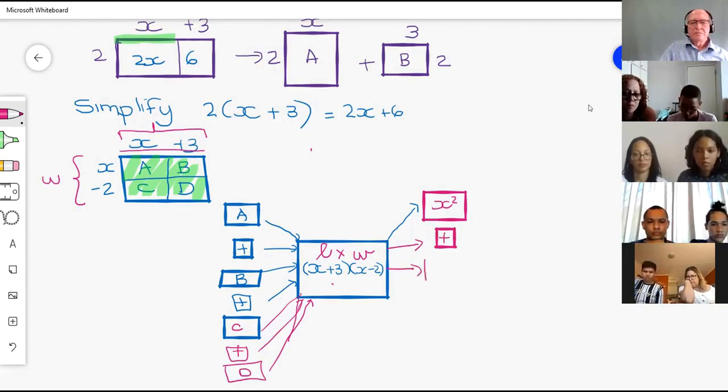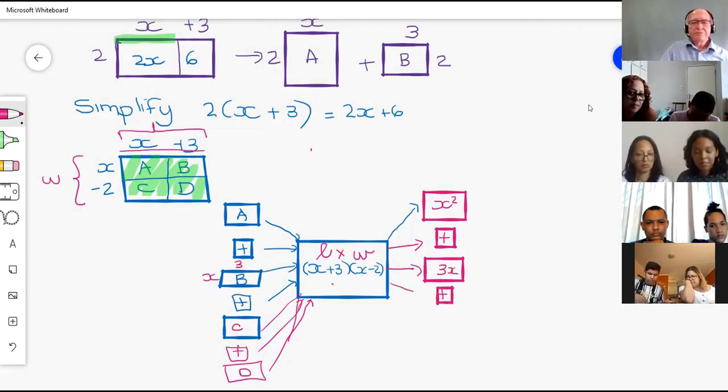Jared, what is the answer for B? What is the area of B? -6. Remember, what is B's length? That's 3. And B's width is x. Oh, I was thinking of negative. Sorry, 3x. 3x. Good. Stay with him. Yeah, I'm not done with Jared.